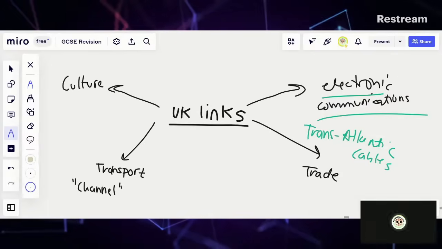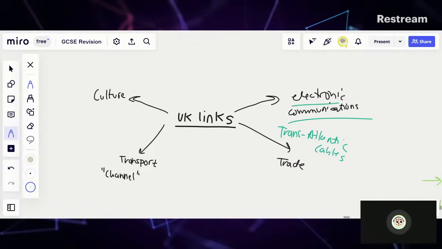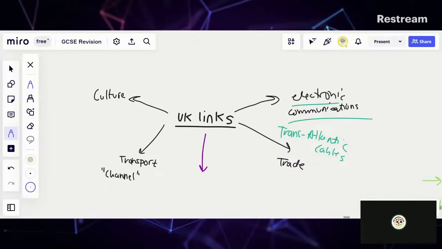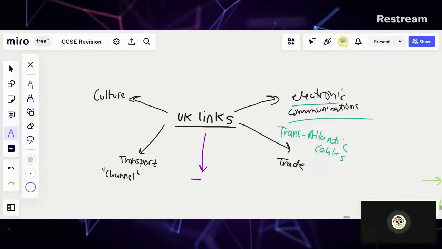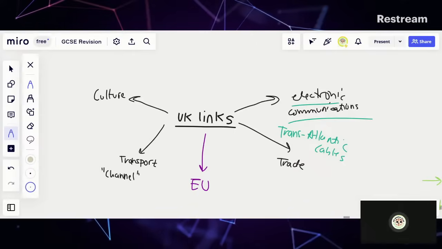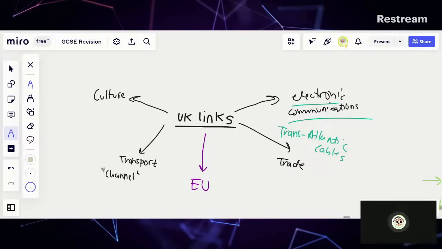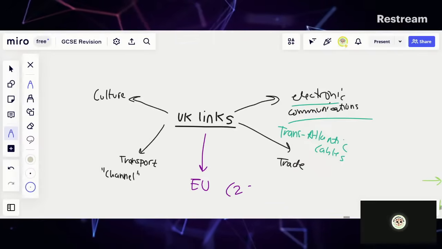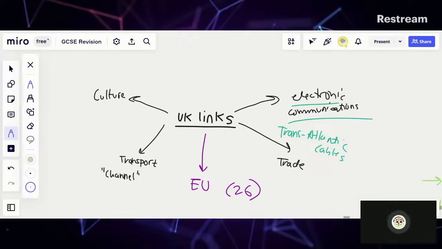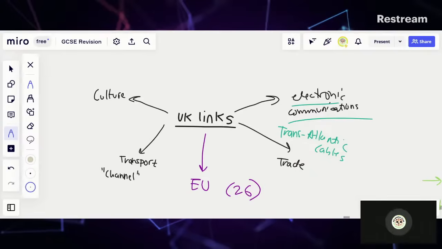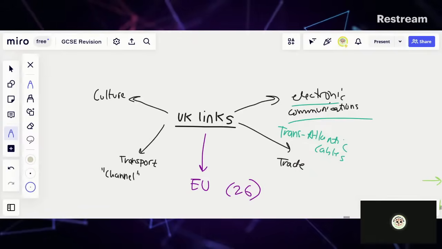Now, the UK has formed loads of economic and political links with loads of countries as well. So, the European Union, well, even though it's left it now, you can still reference it. So, the EU is an economic and political partnership. So, it includes 27 countries, now 26, because England is not included in this. And goods and people can move freely between the EU countries, strengthening the links.